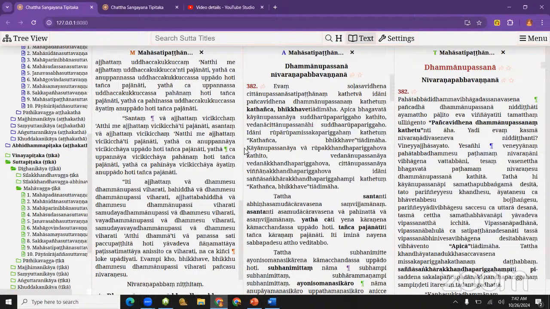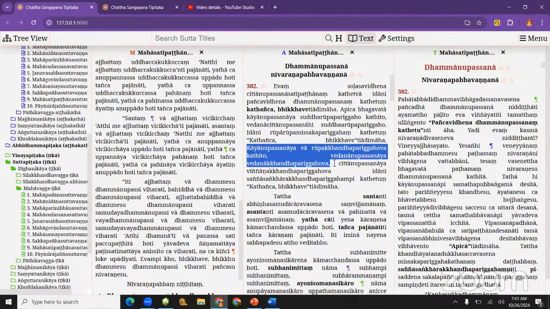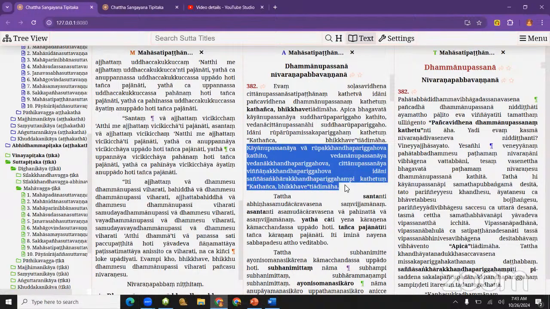another paragraph. Kāyanupassanāya vā rūpakkhandhassa pariggahova kathito, Vedanānupassanāya vedanākkhandha pariggahova, Cittānupassanāya viññāṇakkhandha pariggahova, idāni saññā saṅkhārakkhandha pariggahampi kathetuṃ kathañca bhikkhaveti ādimāha. Now alternatively, another explanation has also been given here. Vā means alternately, in this way. Kāyanupassanāya rūpakkhandha pariggahova kathito. The discernment of the materiality aggregate has been expounded by the Kāyanupassanā, the discernment of the materiality aggregate.